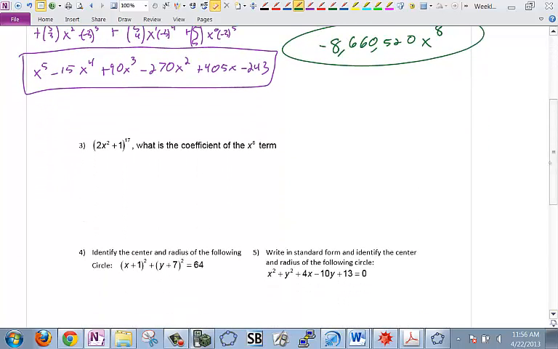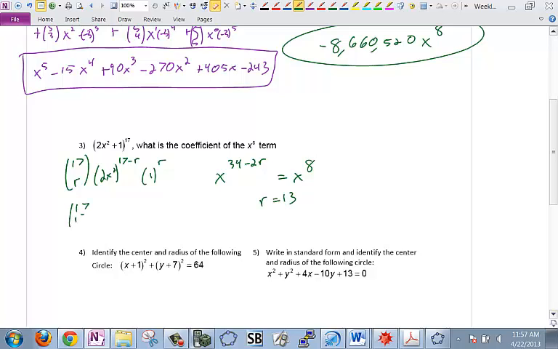For number 3, the coefficient of the x to the 8th term, well, if this is going to be 17 choose r, 2x squared to the 17 minus r, times 1 to the r. So your x part is x to the 34 minus 2r. You need to know when that's going to be 8. Right? And I believe that is when r is 13. 34 minus 26 is 8. So it is the 14th term that is actually your x to the 8th term. So 13 is what you plug in for r.